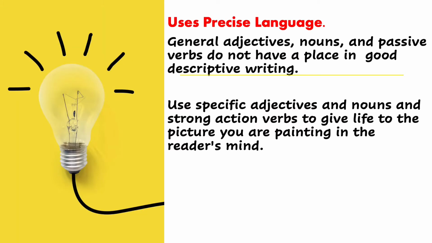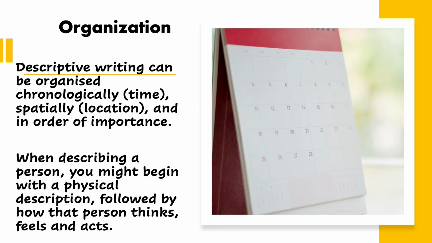As I told you earlier, use of precise language is very important in descriptive writing. General adjectives, nouns, and passive verbs do not have a place in good descriptive writing. We have to use specific adjectives and nouns and strong action verbs to give life to the picture you are painting in the reader's mind. You can organize a descriptive essay as the story progresses with time, or how events occur in different locations, or according to the order of importance of the events.